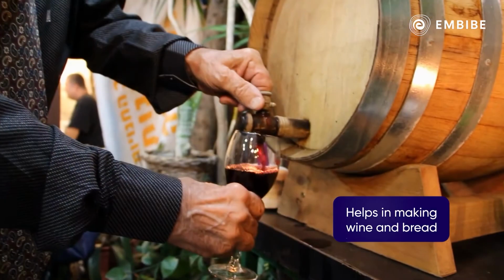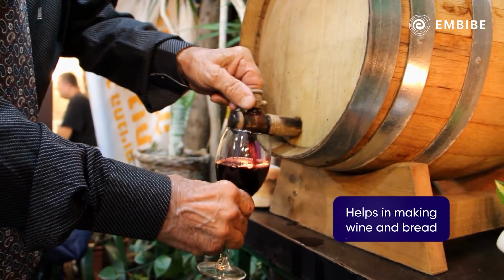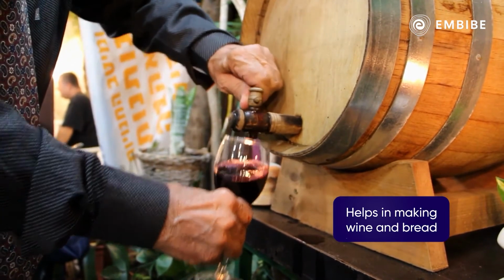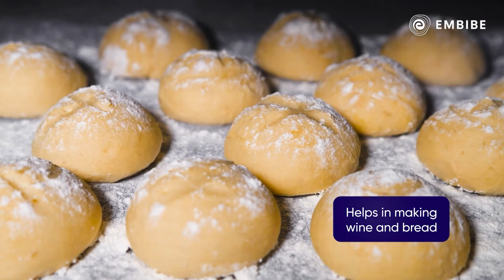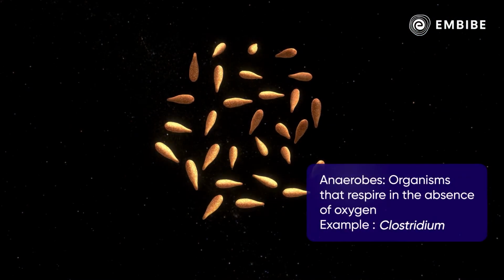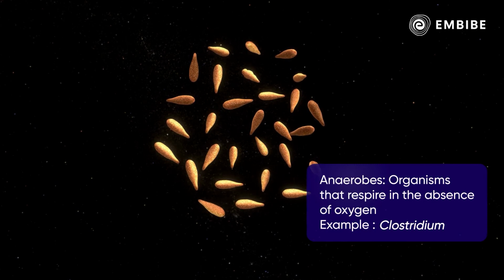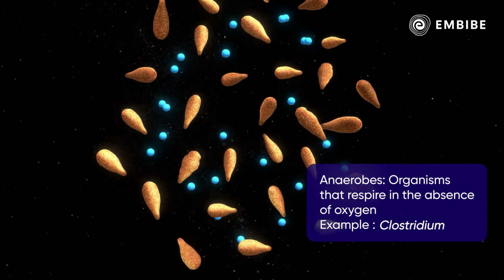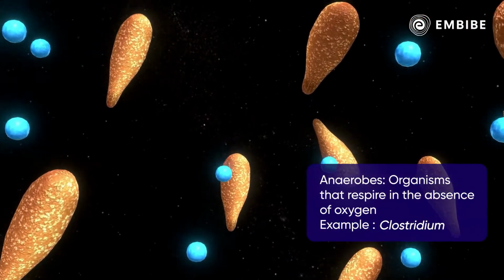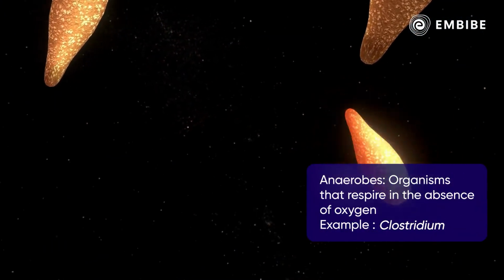This process of fermentation is very widely used in making alcoholic beverages like wine and also in making bread. There are few other organisms that would die in the presence of too much oxygen. These organisms are known as anaerobes, and an example of an anaerobe is Clostridium.